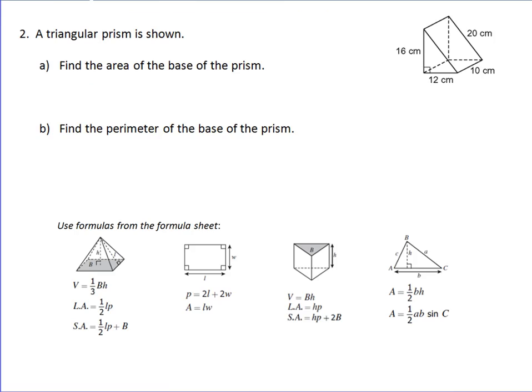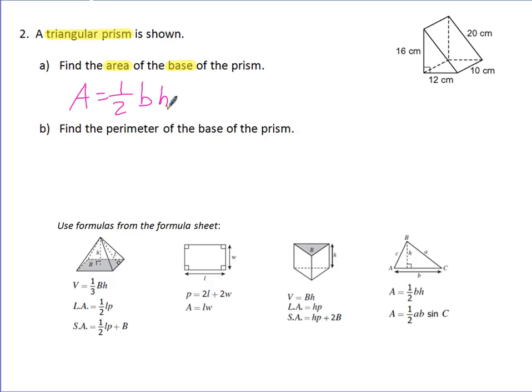Now let's move on to our prism. A triangular prism is shown. Find the area of the base of the prism. The base of our prism is a triangle, and so we're going to use the formula for the area of a triangle, and that is A is equal to 1/2 B times H.